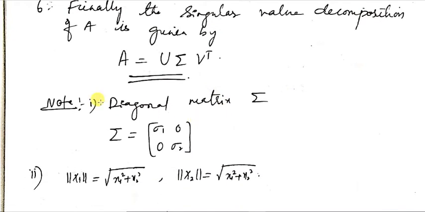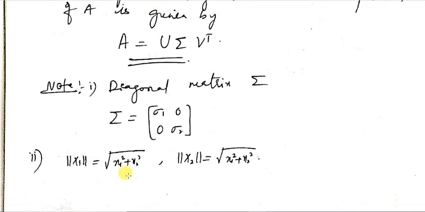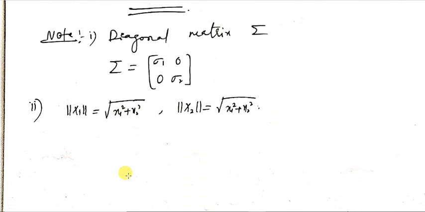So the diagonal matrix sigma is in the form sigma 1 0 0 sigma 2. All the singular values you have to write on the diagonal. Other entries are 0, and norm x1 already I have told you. Norm x can be computed using the definition, which is nothing but the square root of inner product of x1.